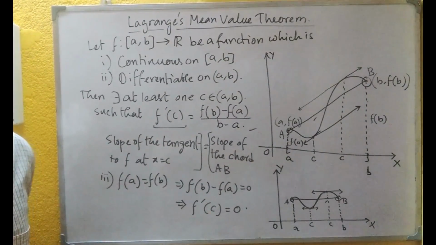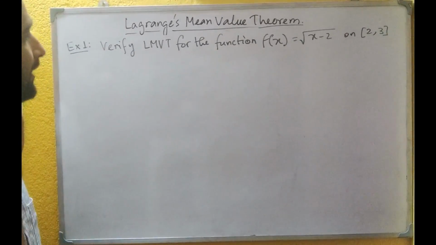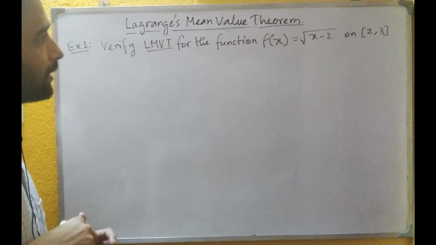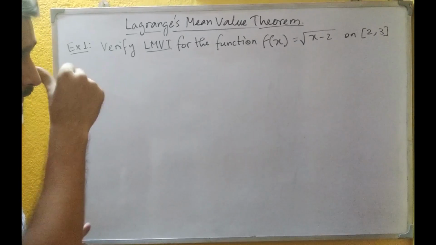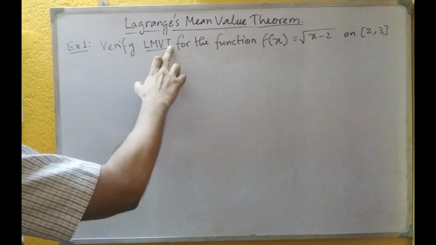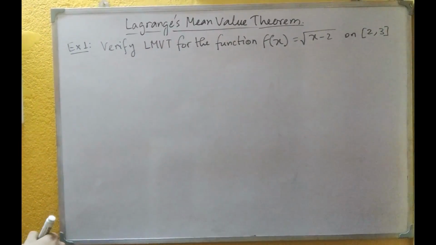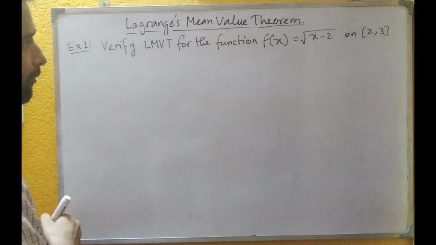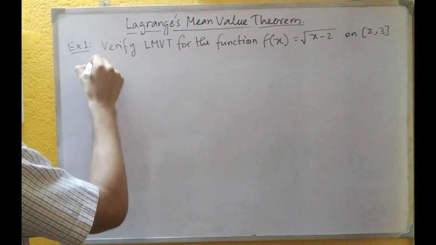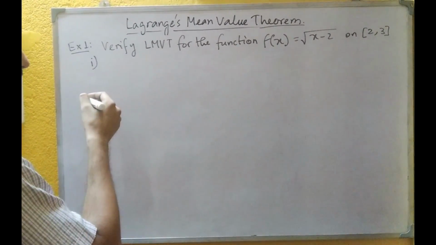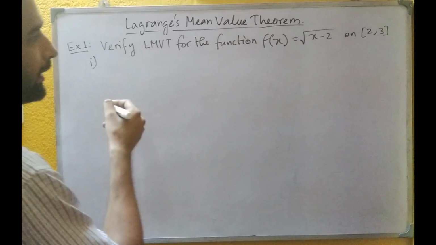So this is the theoretical part for Lagrange's mean value theorem. Let us see some examples. Our first example is this: verify LMVT. LMVT means Lagrange's mean value theorem, for the function f(x) equals root over of x minus 2 on the closed interval [2, 3]. So we have taken a simple example first. So let us first see one by one the conditions of LMVT. The first condition was continuity. So let us see whether this function is continuous within the interval or not.